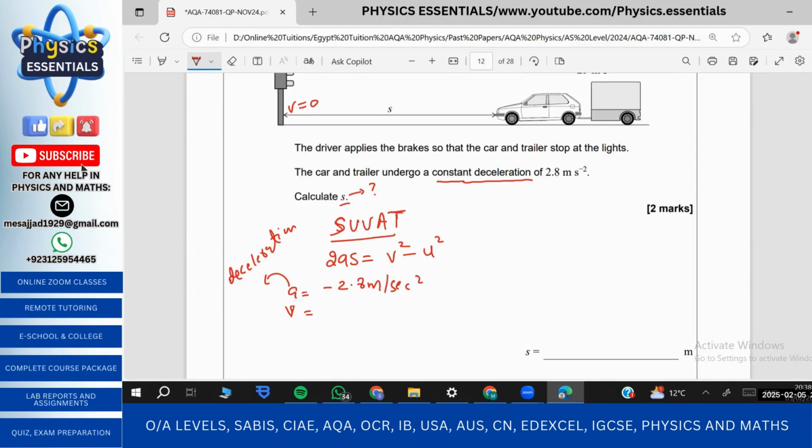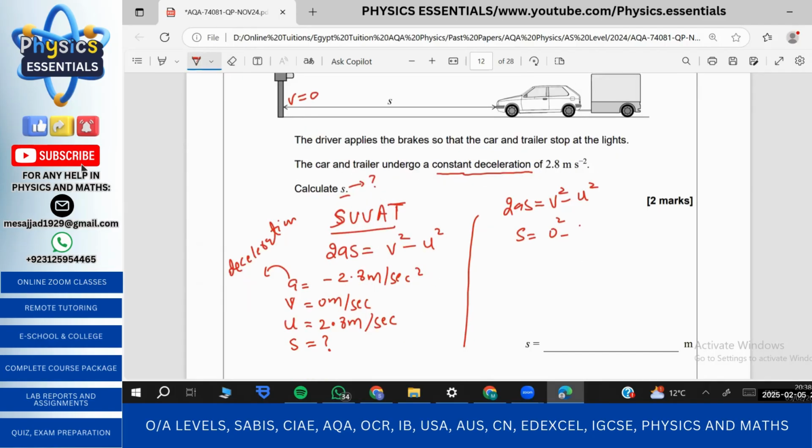So final speed here is 0, and initial speed here is 2.8 meter per second. Okay, and we need to find s. So simply 2as equals v square minus u square, and s equals 0 square minus 25 over 2. The value of u is 2.8. Oh, my apology, this is 25. So the final answer to this is, or you can round it off to 112 meters.